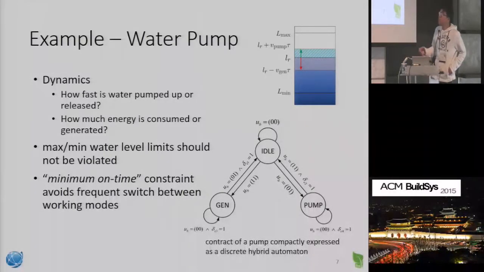And we also have a minimum on-time constraint. This constraint means, if we switch from the idle state, in which the water pump does nothing, to the generation state, we need to stay there for at least some certain amount of time before switching back to the idle state. So this constraint avoids the water pump frequently switching between working modes. So the contract of the pump can be compactly expressed as a discrete hybrid automaton shown here.